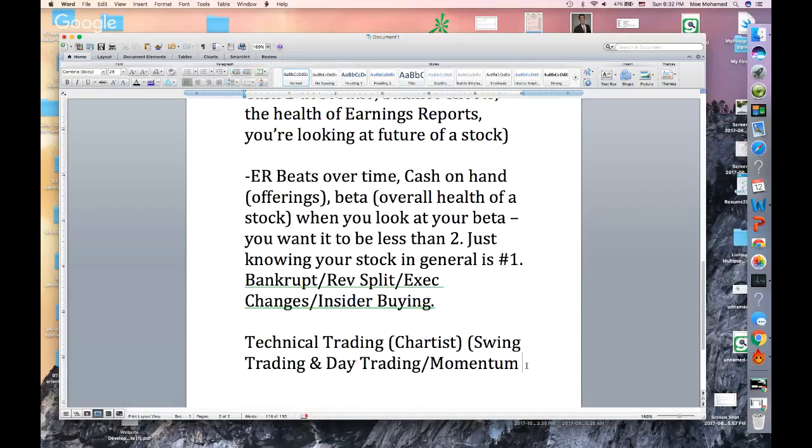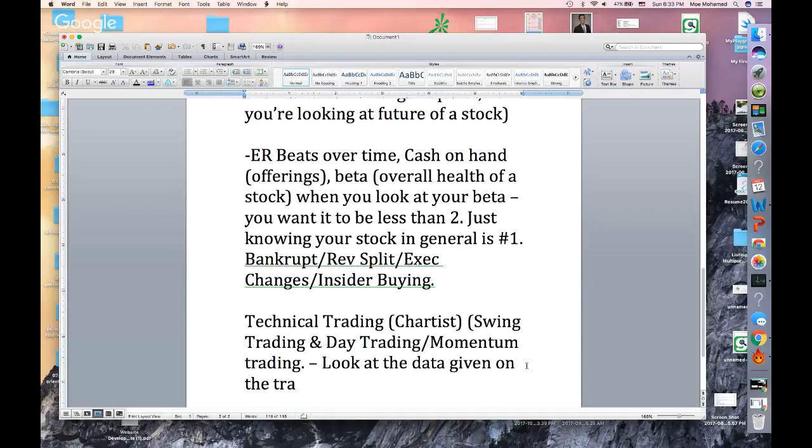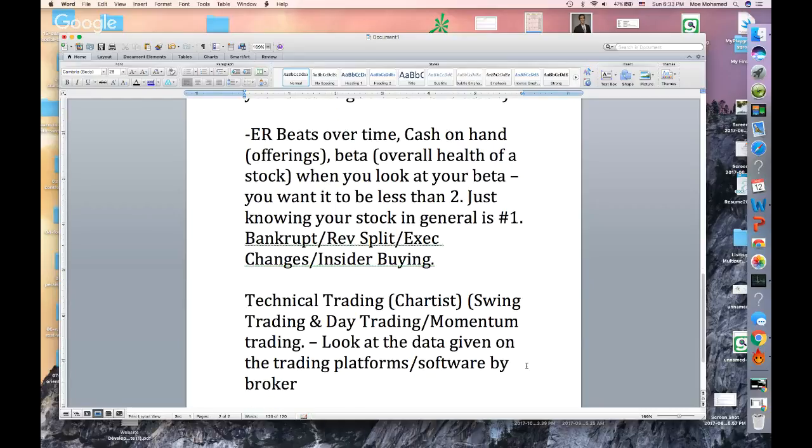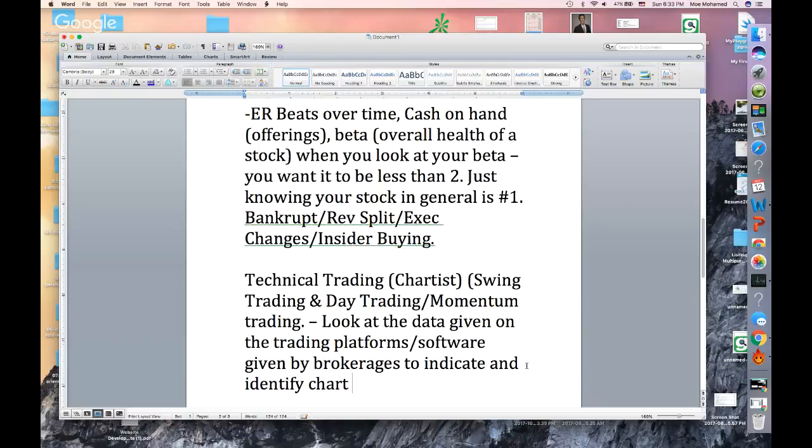Okay, momentum trading. So technical traders look at the data given on the trading platforms and software by brokers, to identify patterns in price action. So technical traders look at charts.